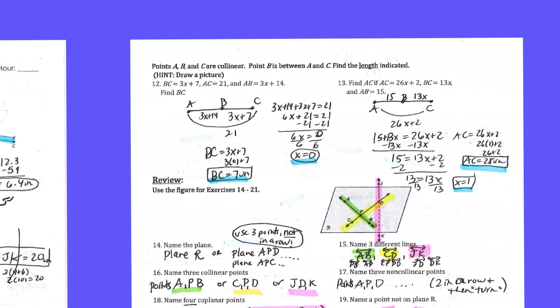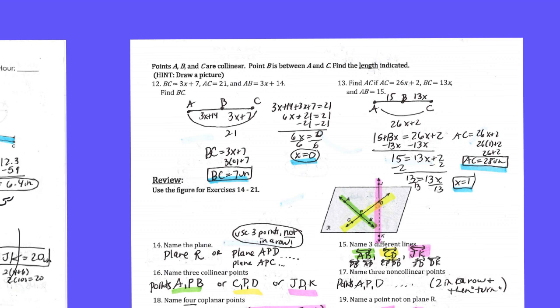Again, x can be 0. X can be negative. We learned that last year in Algebra 1. However, when you plug in x is 0 to find BC, like they ask you, BC is going to be 3x plus 7, so 3 times 0 is 0, plus 7 gives us 7 units. It's going to be BC. So follow the directions.